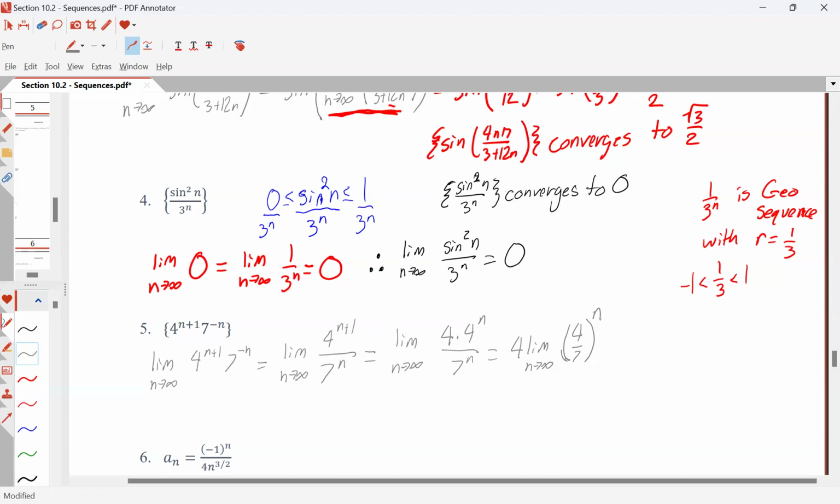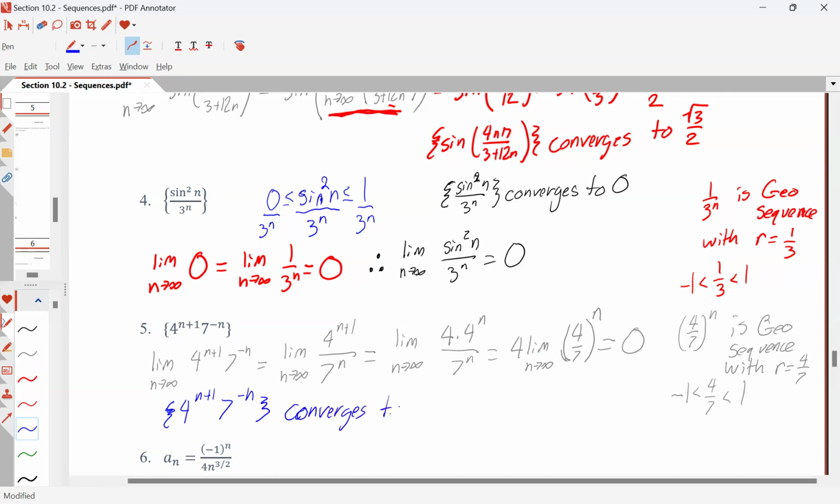This is, once again, a geometric sequence. 4/7 to the n is a geometric sequence with r equal to 4/7, and 4/7 is between -1 and 1. So this limit comes out to be 0, meaning the sequence 4 to the n plus 1 times 7 to the -n converges to 0.